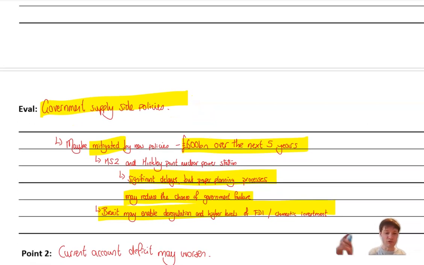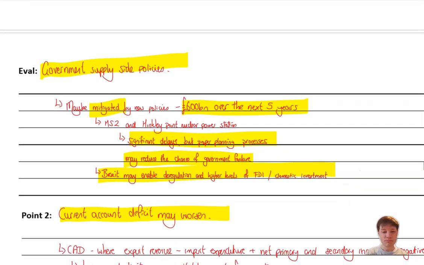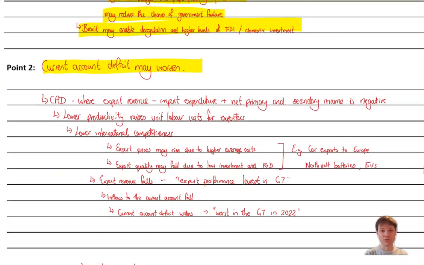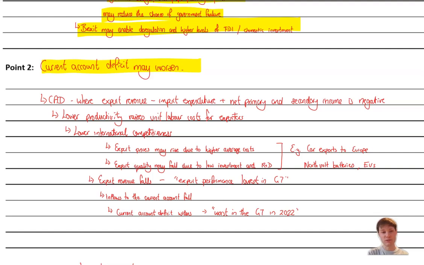Right, point 2. Government current account deficit may worsen. That's our second point. Pause, come back, think about it. Right, so the current account deficit, I think this is a really nice point to make. You don't have a diagram for this, so that's why I've thought about using the diagram for the evaluation.